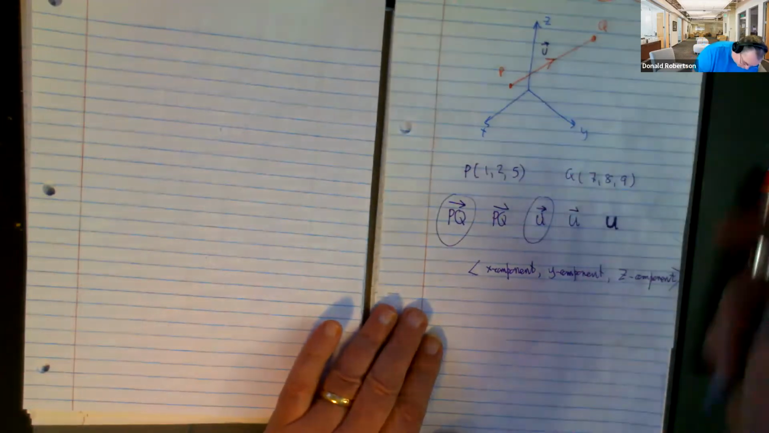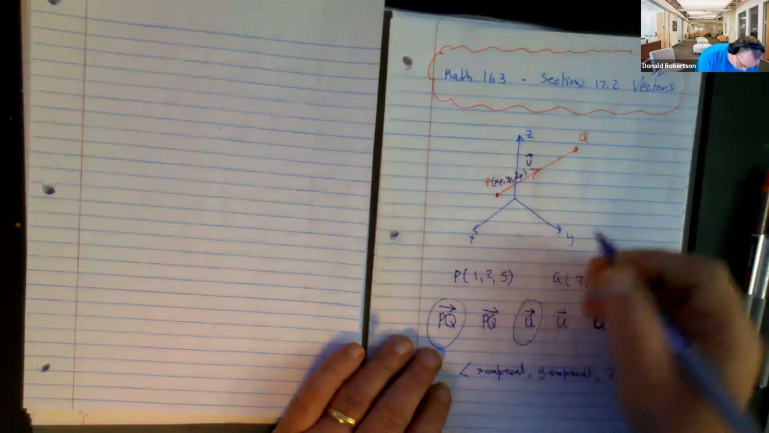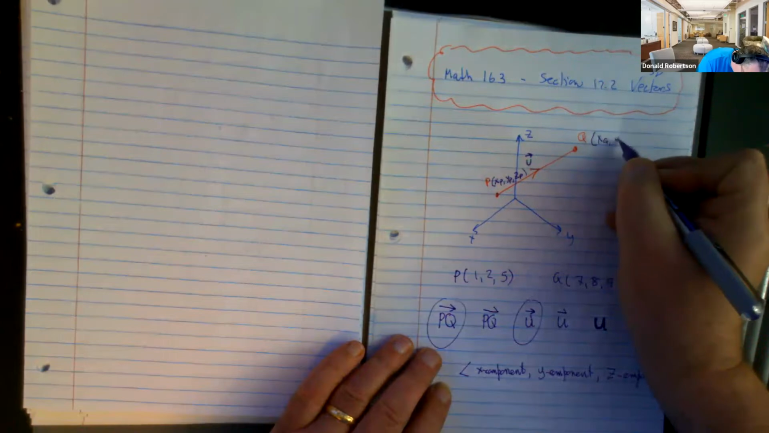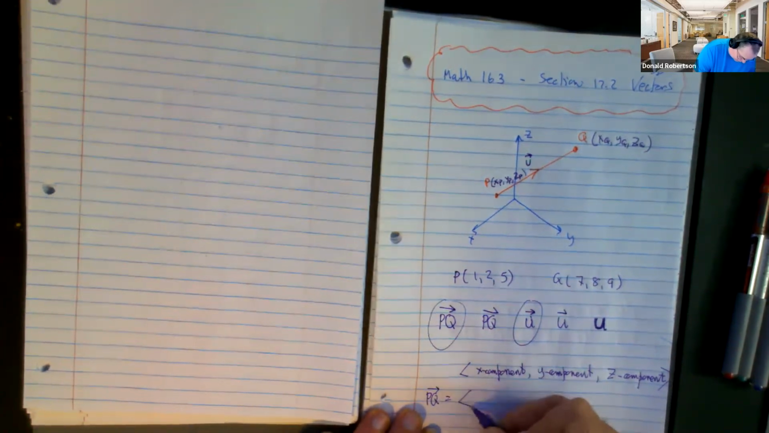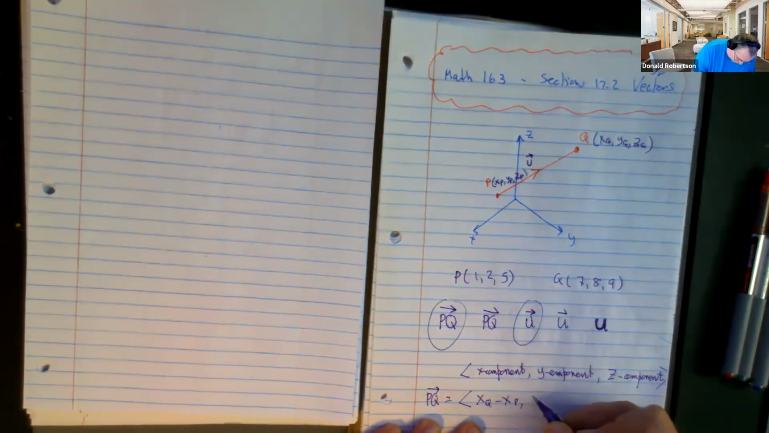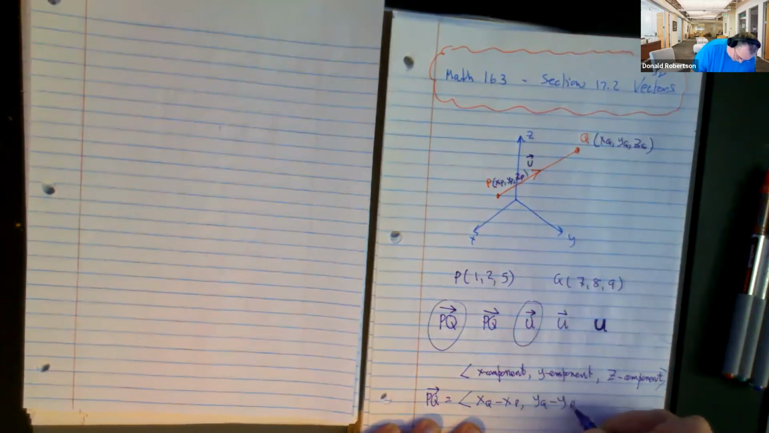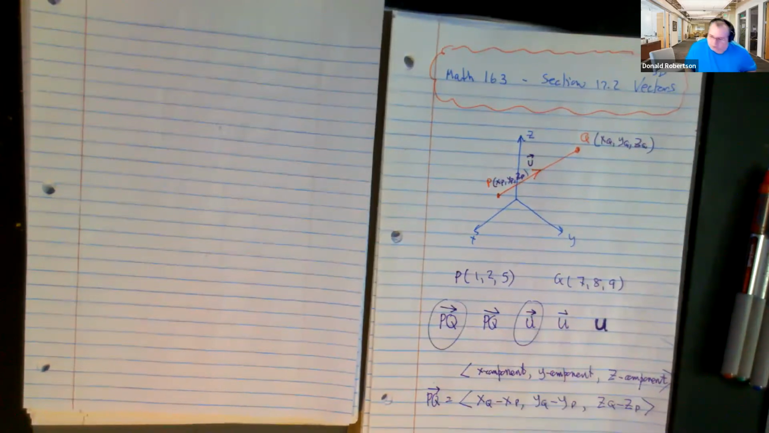The equation or the formula for finding this guy, well, I'm going to call this guy xp, yp, zp, because that's his coordinates. And this is going to be xq, yq, zq, because that's his coordinates. The vector pq is given by xq take away xp, comma, yq take away yp, comma, zq take away zp. Does that formula make sense, that you just find the difference between the x, y, and z coordinates?